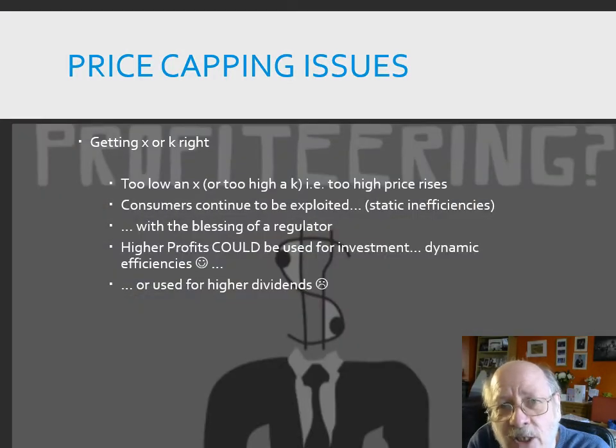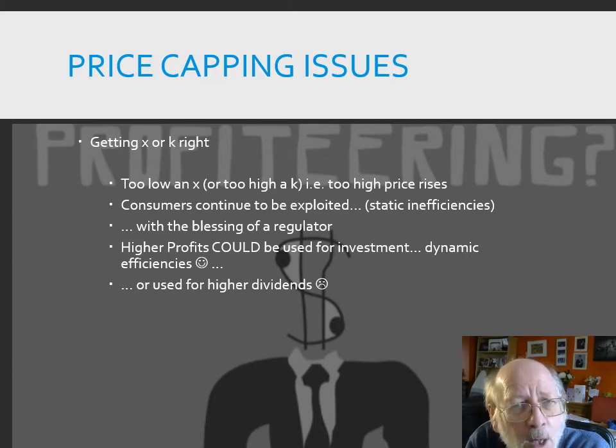What if they're too easy on the firms that they regulate and they set too low an X or too high a K? Now that will mean that firms can increase their prices quite substantially, just like BT did. Well, that would mean that the consumer would continue to be exploited, which leads to static inefficiencies, by which I mean higher prices. And now the industry has got the blessing of a regulator to cover them. So they can say, yeah, we're doing it, but that's because the regulators allowed us to do it. Now, remember that the reason why they might be allowed to do this is to allow the firms to invest, for example, in new broadband or in new trains and dynamic efficiencies.